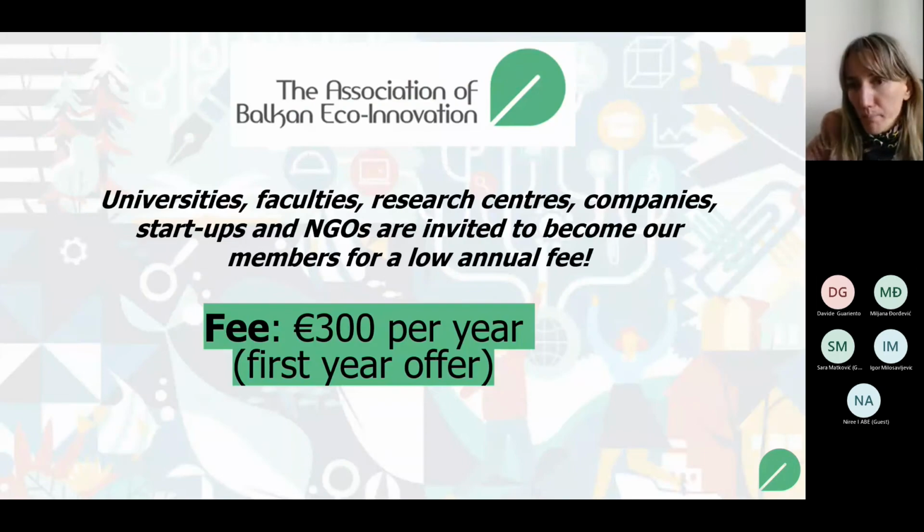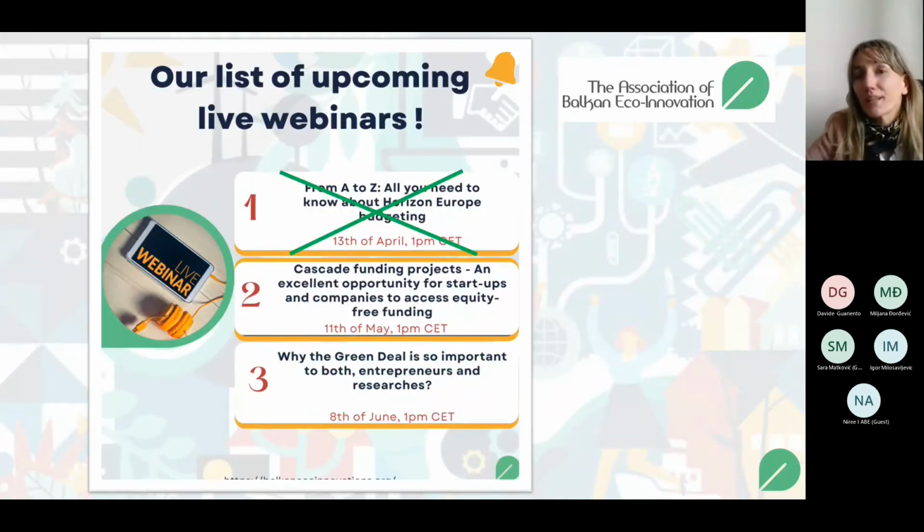To be our member and to use all of these services, we are inviting universities, faculties, research centers, companies, startups, and NGOs to become our members for a very low annual fee, only 300 euros per year. It's a first-year offer. Through our membership, you will be in touch with activities such as this webinar and other webinars that are relevant for your funding. This is the list of our upcoming live webinars. This one is finished, and in May we have a webinar dedicated to cascade funding opportunities, and in June a webinar dedicated to the Green Deal.